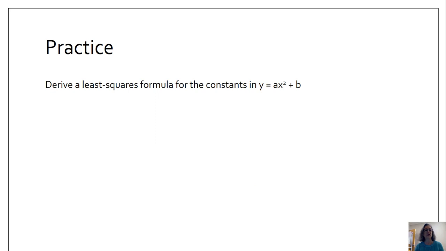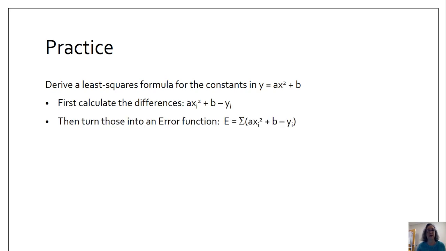So here's another one that you can practice. If you wanted to do, instead of y equals mx plus b, let's do y equals ax squared plus b. When you do this, the first step is to figure out what those differences are. So in this case, it's ax squared plus b minus y, and the x's and the y's are specific instances. Then you're going to turn those into an error function, and I left the square off of that, but so it's the sum of (a x_i squared plus b minus y_i) quantity squared.